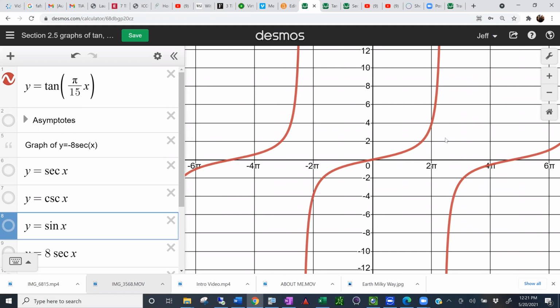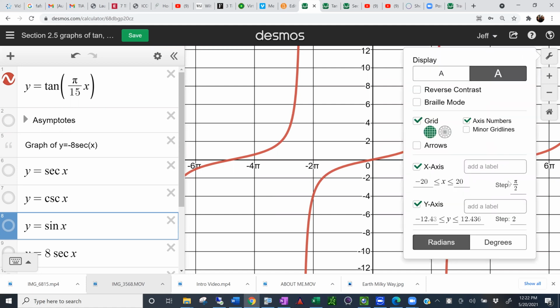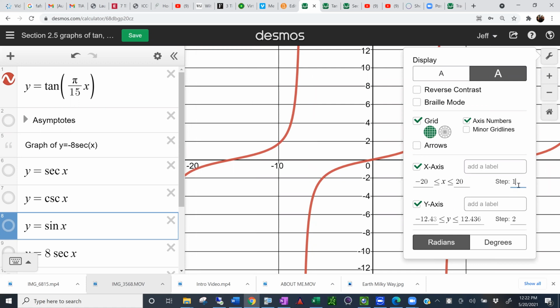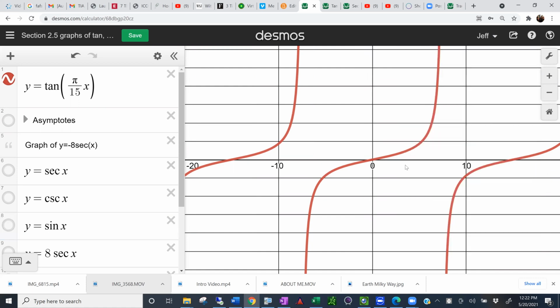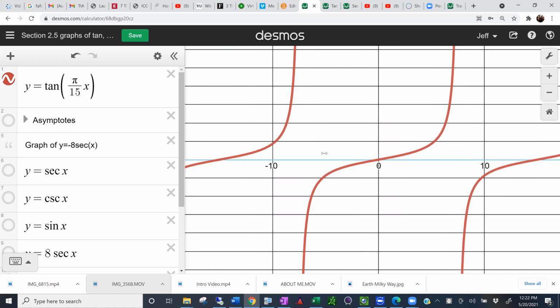Now earlier I changed the scale on this to be in units of pi. That's not really convenient for this graph. So I'm going to change the scale again. I'm going to put tick marks every unit, so I'll make that a 1. Okay, that looks a little bit better. And let's see if we can figure out some things about this graph.